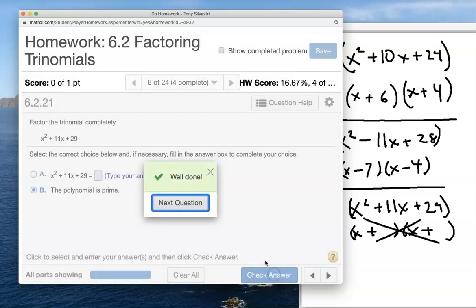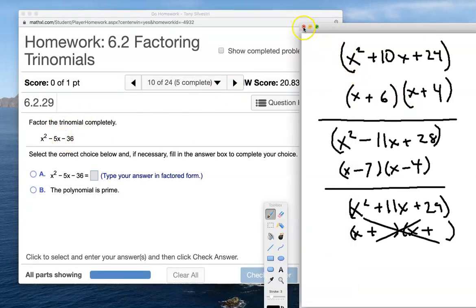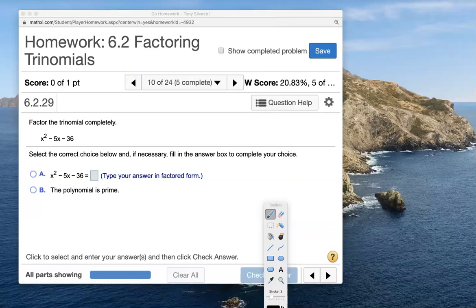I'm going to check my answer, and I'm going to say well done for that guy as well. Okay, so I hope you guys are getting this. Let's try number 10 and see. Oh, we got a couple of negatives. Okay, now this board is kind of cluttered, so let's get rid of that.